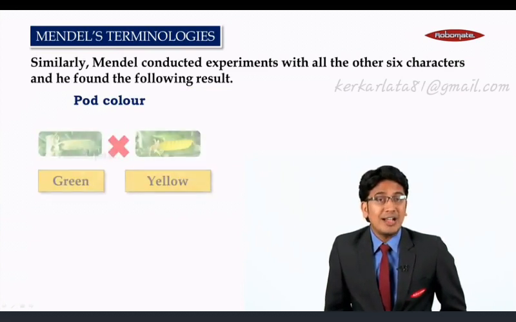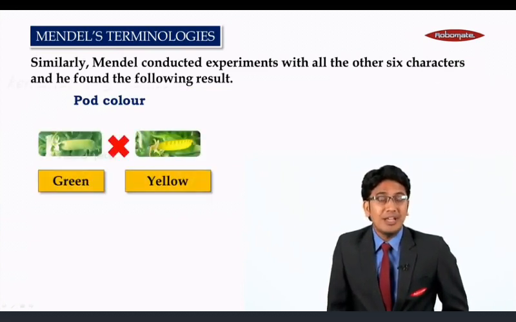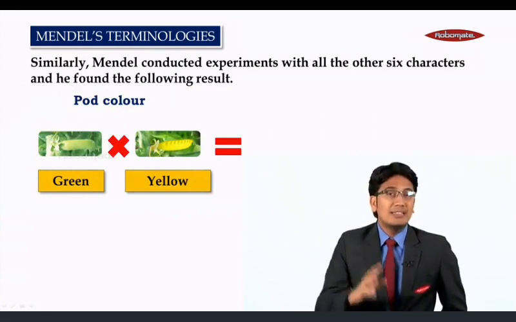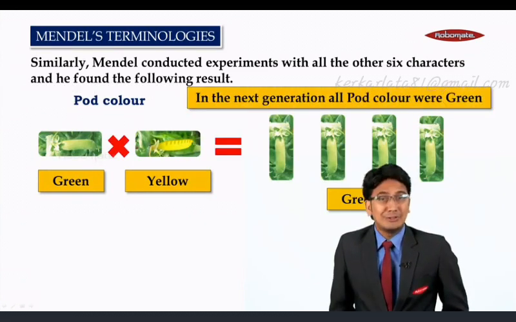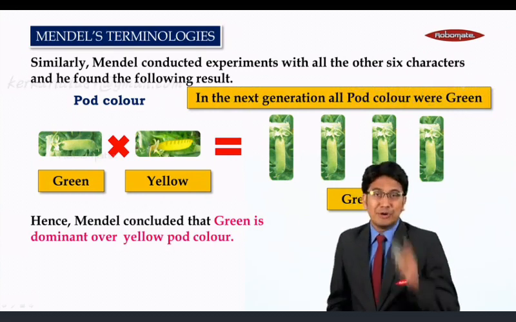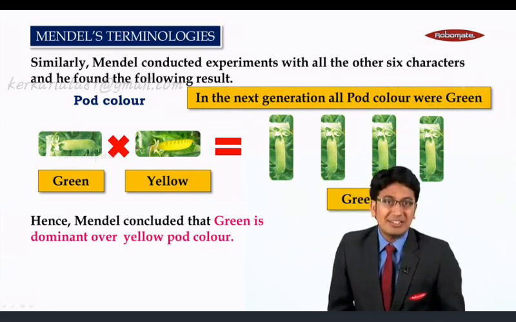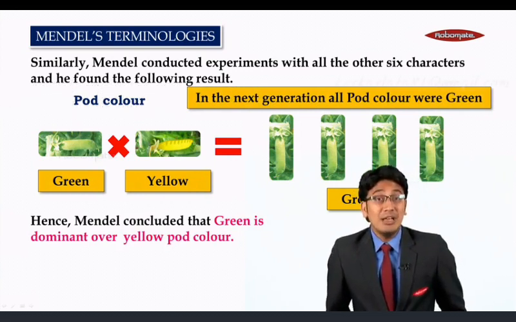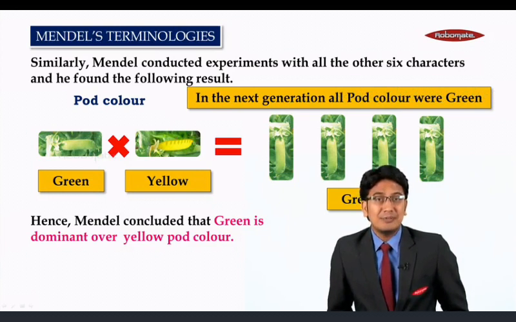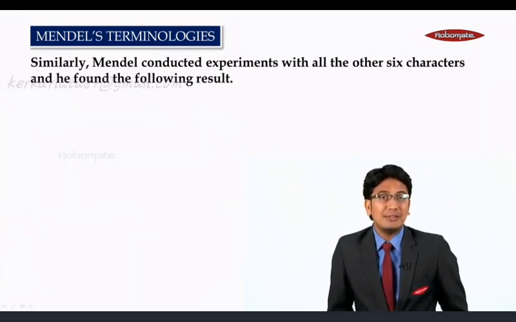And then he took pod color. The color of the pod, he crossed a green pod with a yellow pod, and the results he got were all green. So again he concluded that green is dominant over the yellow pod color. So this time he concluded yellow pod color is recessive in comparison to green pod color.